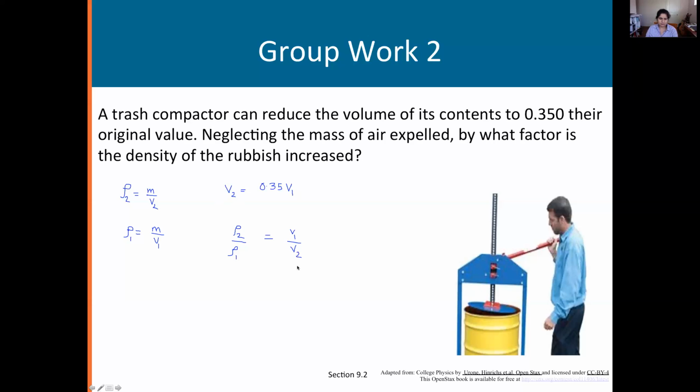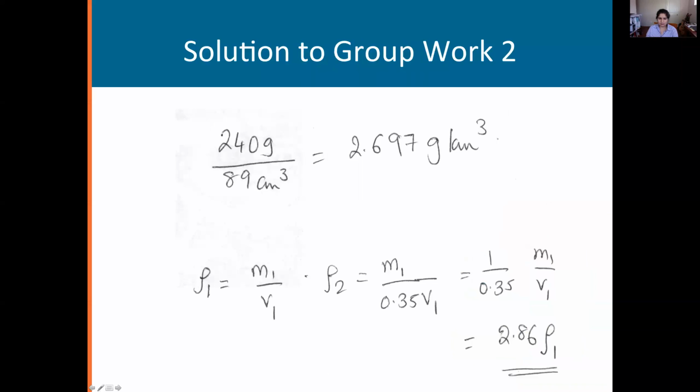Substitute this in for V2, and you should be able to solve for the density increase in the rubbish. Yeah? As usual, when you do this, you want to compare your results, and you should get that the density changes by 2.86 times. Yeah? So your new density, rho 2, equals 2.86 times rho 1.